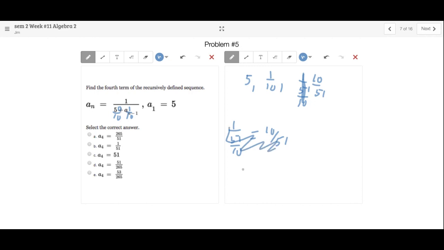I need to get the next term. So that's going to be 1/5 plus my previous term, which is 10/51. Ugh. So that means I need a common denominator of 51. So I have to multiply this by 51 on top. So is that 255? Okay, so that's going to be 1/355 over 51, which is 51/355. Ooh, letter T.